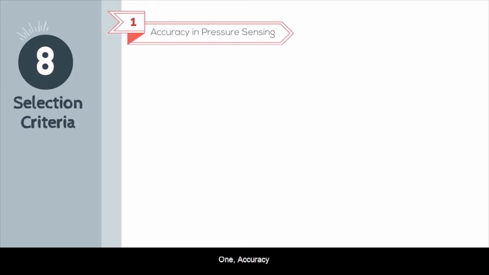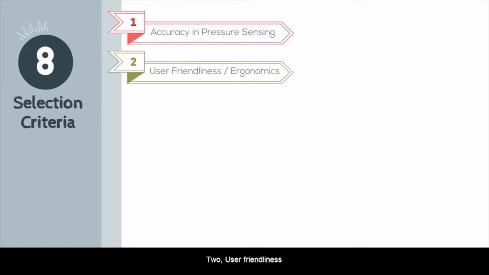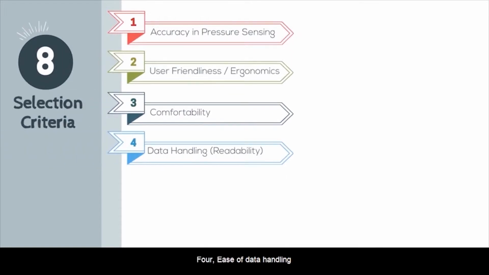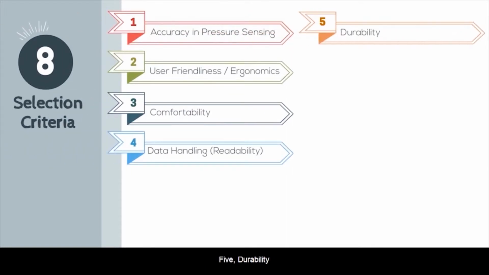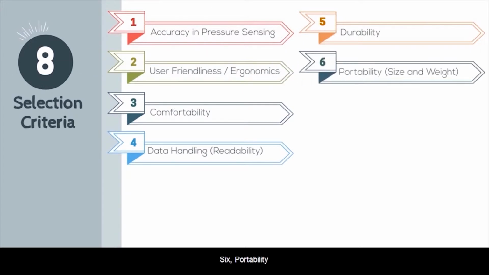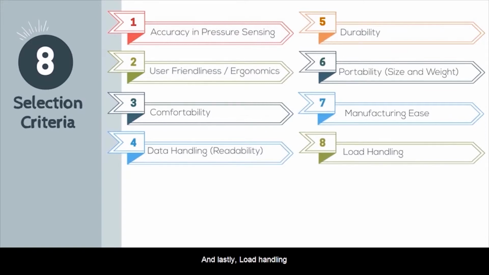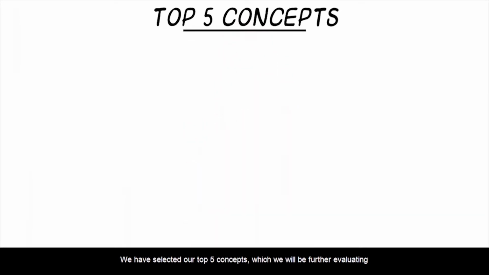1. Accuracy. 2. User-friendliness. 3. Comfortability. 4. Ease of data handling. 5. Durability. 6. Portability. 7. Manufacturing ease. And lastly, load handling. Based on the selection criteria as shown, we have selected our top 5 concepts which we will be further evaluating.